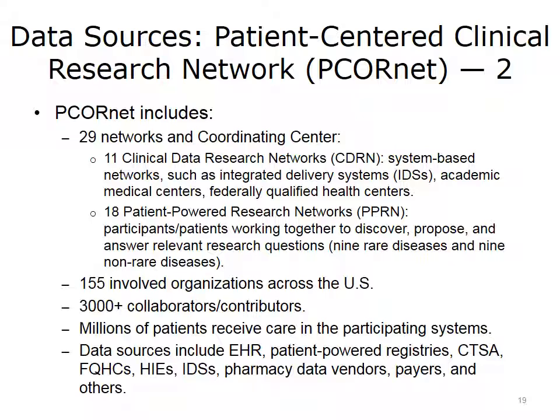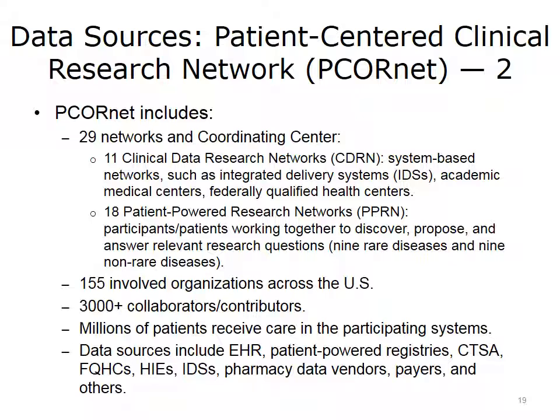PCORnet includes 29 networks and a coordinating center. PCORnet networks include 11 clinical data research networks, CDRN, which are system-based networks managed by IDSs, academic medical centers, and federally qualified health centers, FQHCs. PCORnet networks also include 18 patient-powered research networks, PPRN, which are the result of patients working together to discover, propose, and answer relevant research questions.